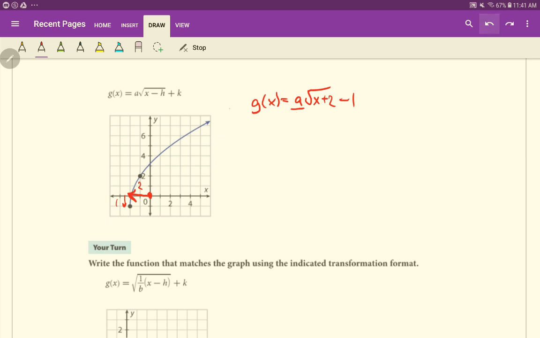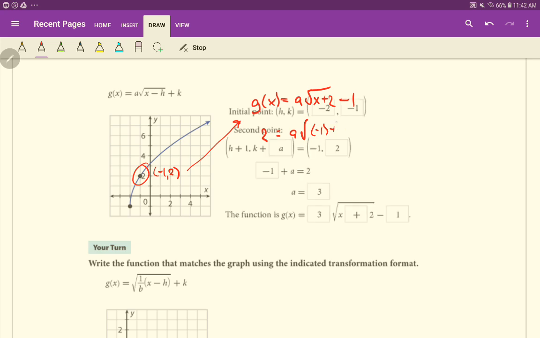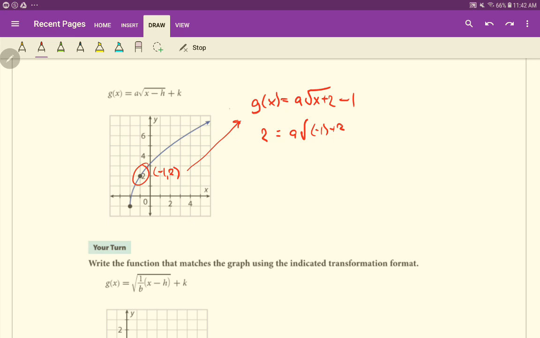But you'll notice here that there's another point given to us right here, and that coordinate is at -1, 2. So we can use that coordinate in our function here. 2 will go in for the y, or the g of x, and -1 will go in for the x right here. Okay, like so. And now we just simplify.